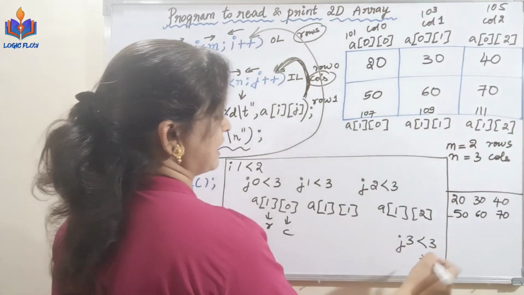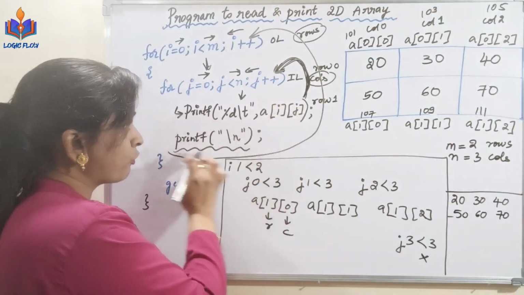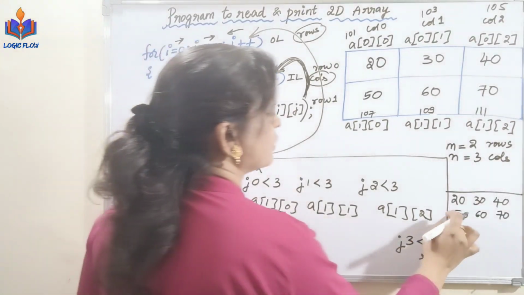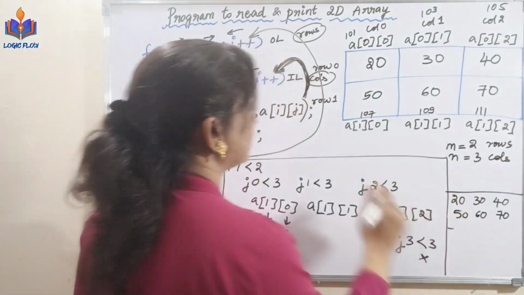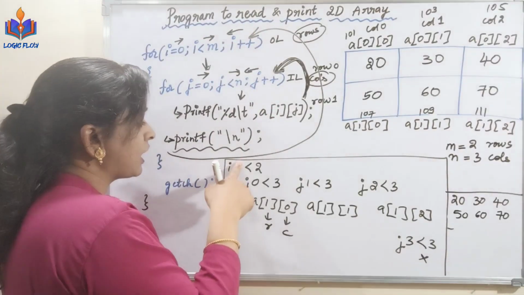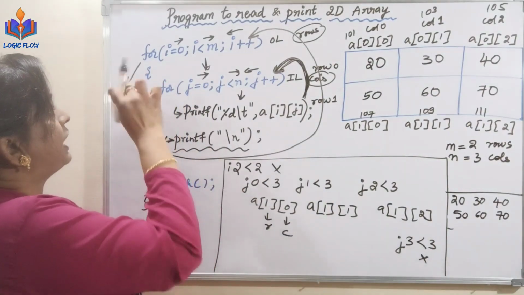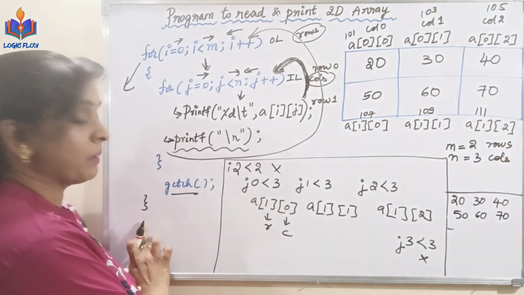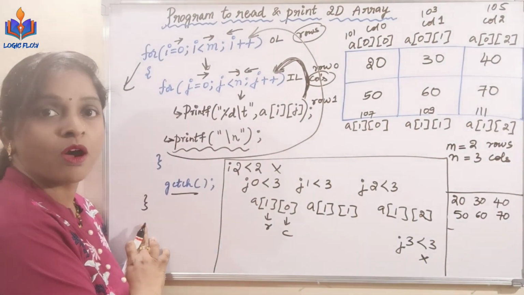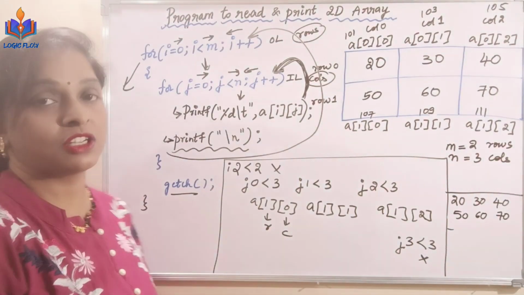J becomes 3. 3 less than 3 is false because there are no more columns. Inner loop gets terminated. Before going to the outer loop, I'll execute this statement. New line. Cursor will go to the next line. Then outer loop. I gets increased. I becomes how much? It becomes 2. 2 less than 2? No. I need to come out of this complete block. Main program ends. So this is the dry run of how to read and print the 2D array. Hope you have understood this program.